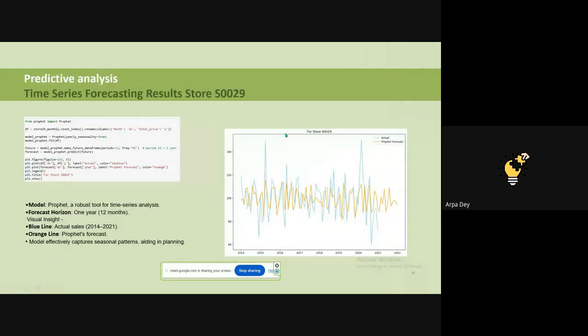For the forecasting of store 29, we can see that our store is not performing that well. Here I have predicted 1 year of data. So we have to take efficient seasonal patterns into account for planning.